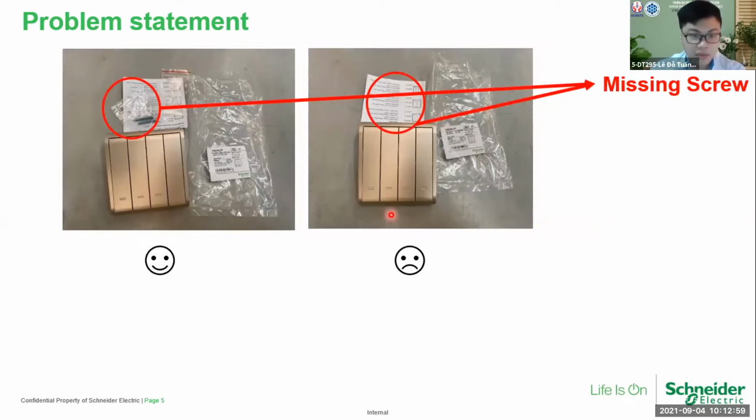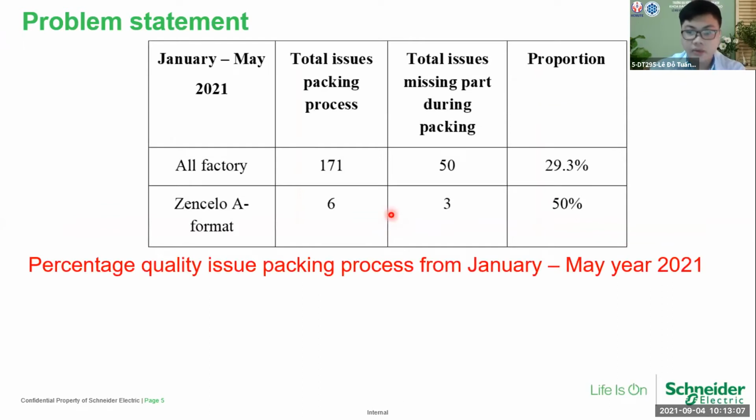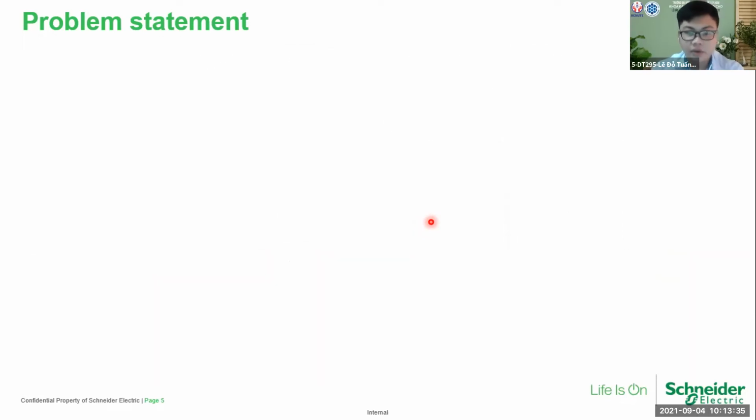So I can show you the quality defect statistics for the first 5 months of 2021. The whole factory had 171 cases of quality defect. This is the quality defect of the packaging station, with 50 cases of missing components, accounting for 29.3% of the total number of defective cases. And you can see that the Zensulo-A production line had the highest percentage of missing parts in the whole factory, at 50%.